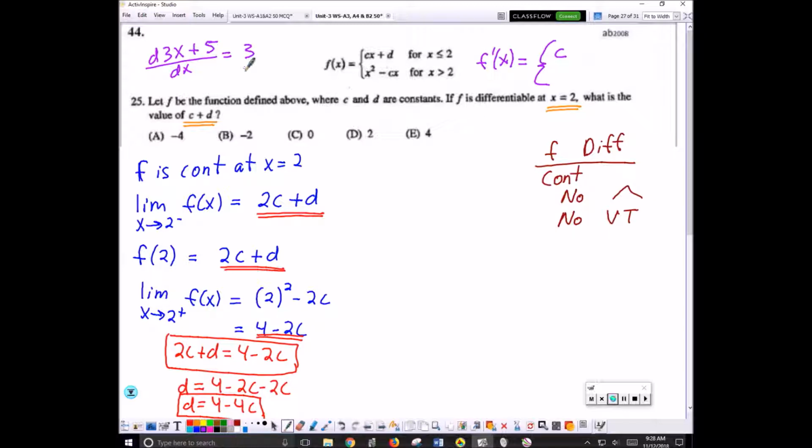Cool. What do I write here? Show me your hand. Come on. Chase? 2x minus c. Somebody knew it? Two more?